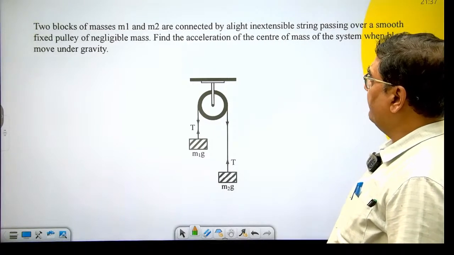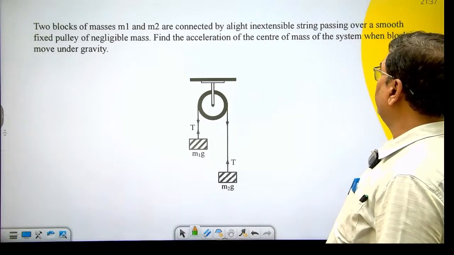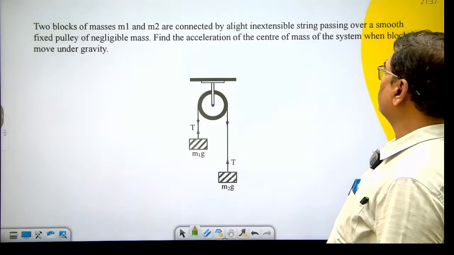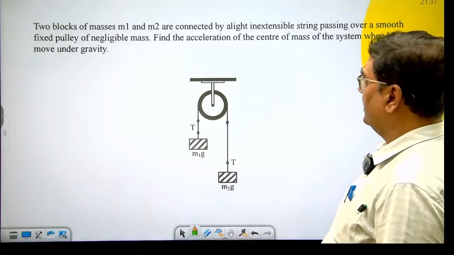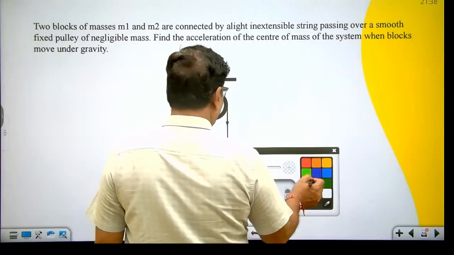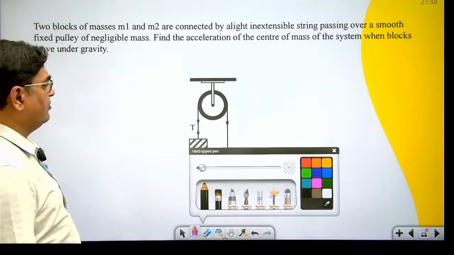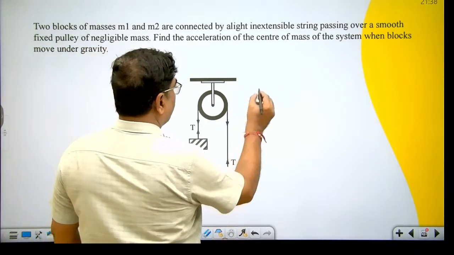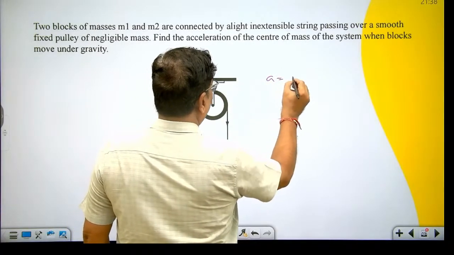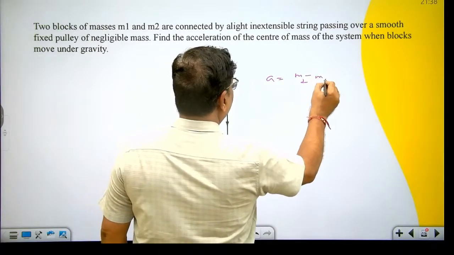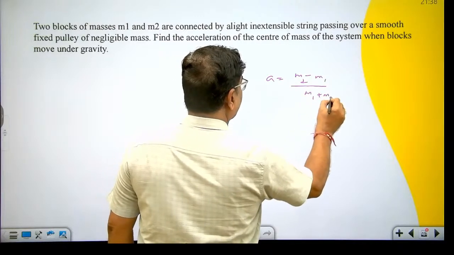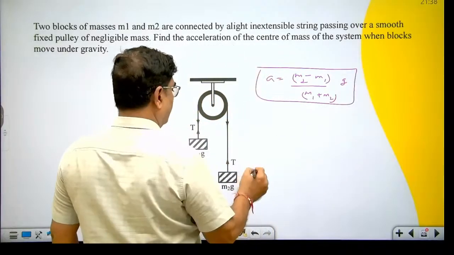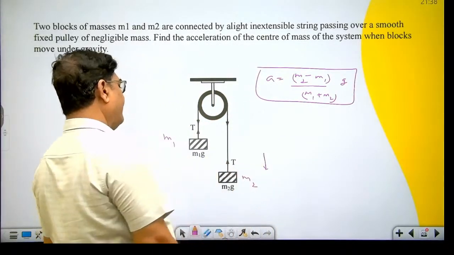Two blocks of masses M1 and M2 are connected by a light inextensible string passing over a smooth fixed pulley of negligible mass. Find the acceleration of the center of mass of the system when blocks move under gravity. Dear student, everyone knows when two blocks of masses M1 and M2 are connected, as shown in the figure, the individual acceleration of the blocks is (M2 minus M1) upon (M1 plus M2) into g, if M2 is greater than M1.